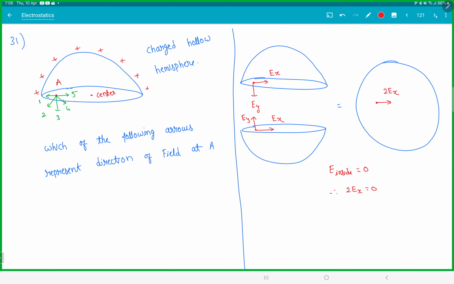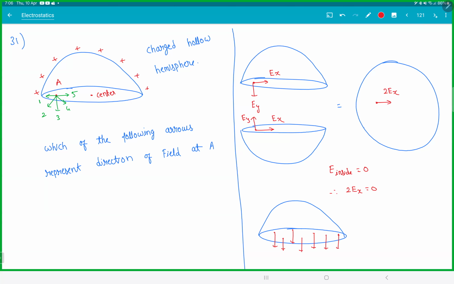So no matter which point you take on the surface, the field has to be downward. Magnitude we can't find, but direction that we can figure out. So all the points on this disk will have field downward. Is that making sense, everyone?